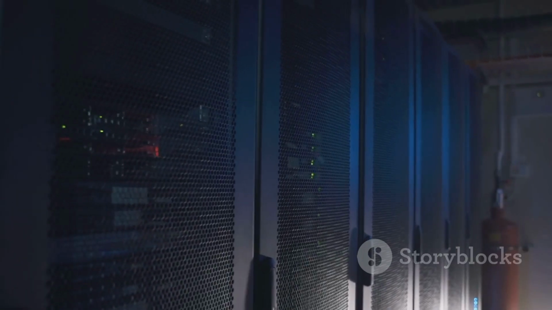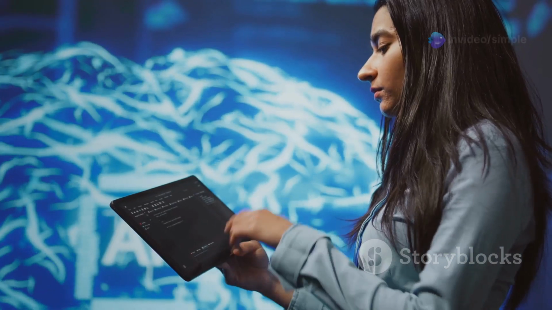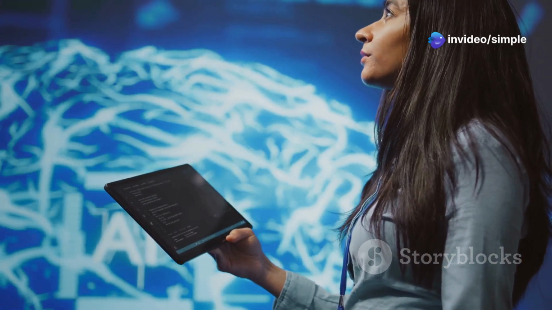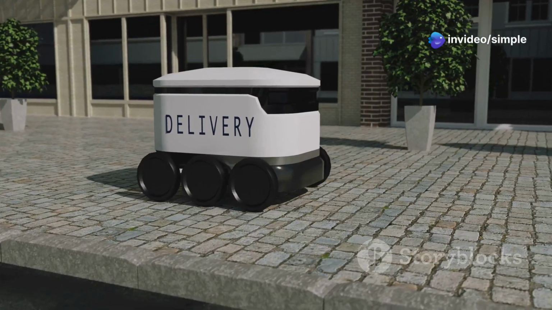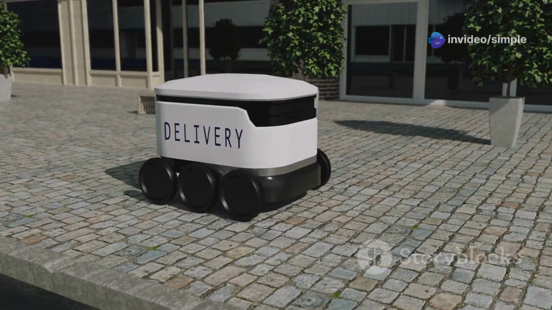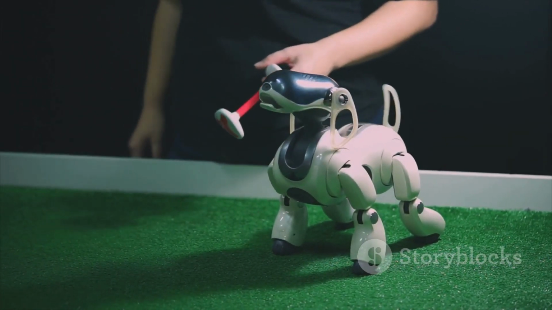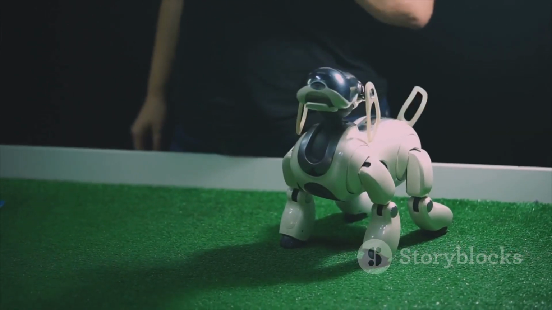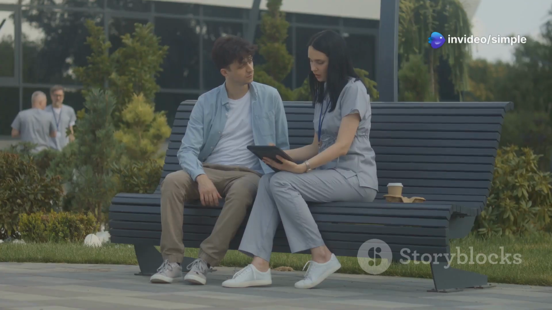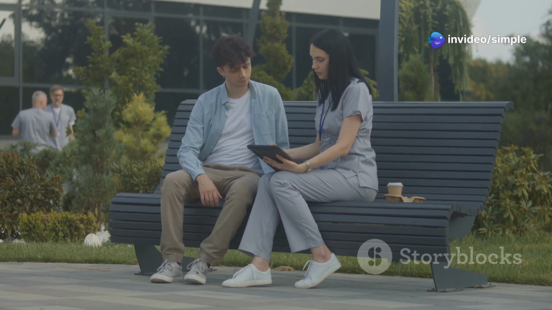We feed computers massive amounts of data. The computer then analyzes this data and learns patterns and relationships. This allows it to make predictions or decisions. Just like our furry friends learn to sit or fetch, computers learn to recognize faces, translate languages, or even drive cars. This ability to learn from data is revolutionizing many fields.